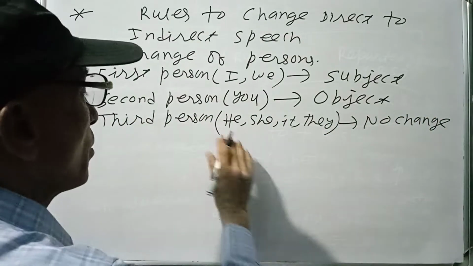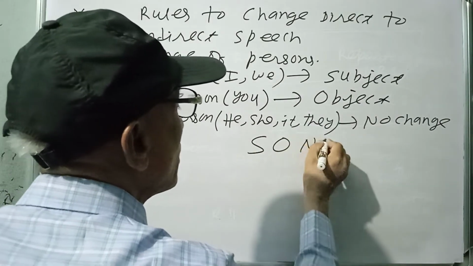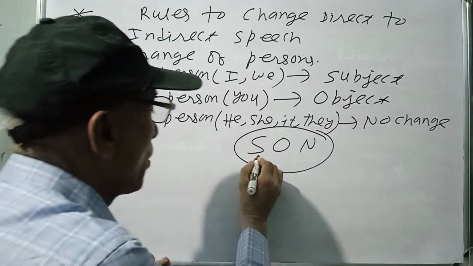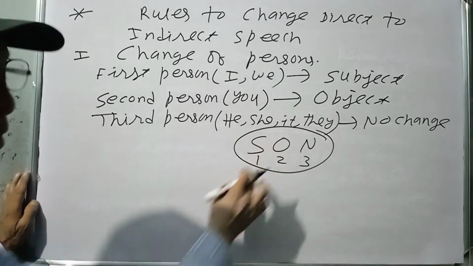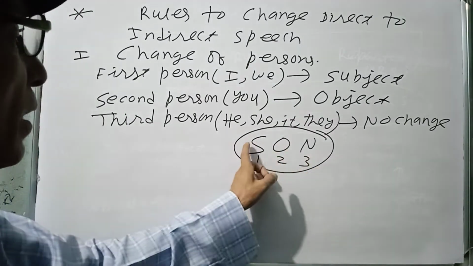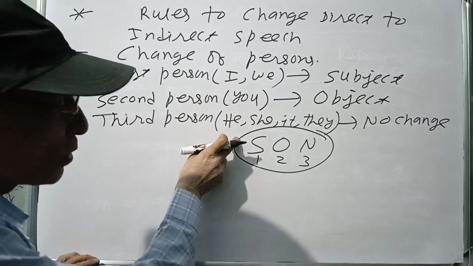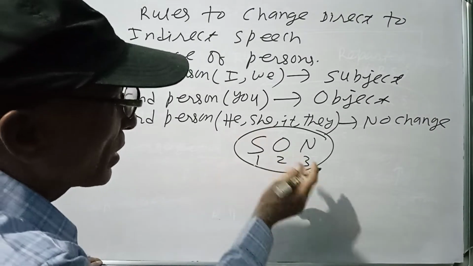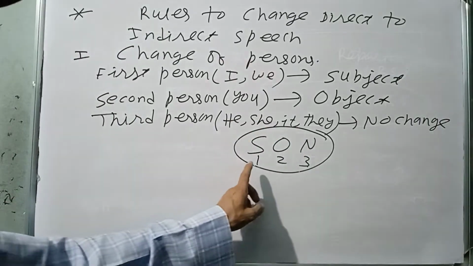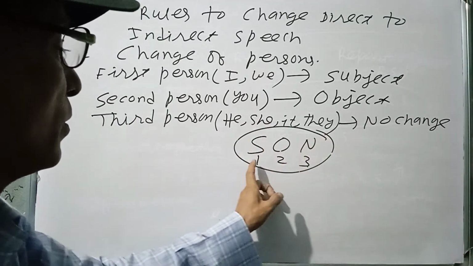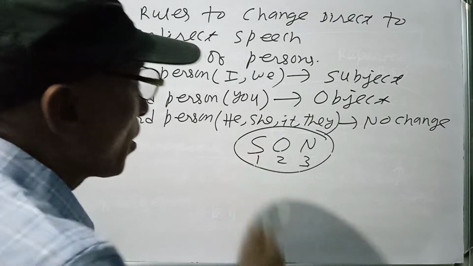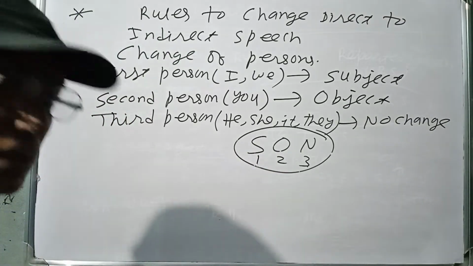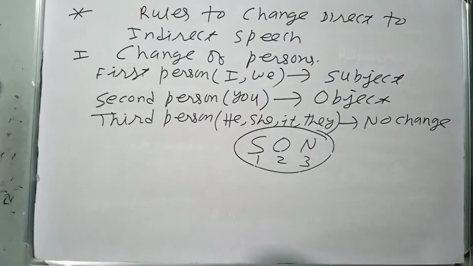So, the short form is the S-O-N formula. First, second, third: S-O-N, 1, 2, 3. This is called smart learning. First person according to the subject, second person according to the object, third person no change. S-O-N, 1, 2, 3. First person changes according to the subject, second person according to the object, and third person you don't need to change. Number one is change of person.